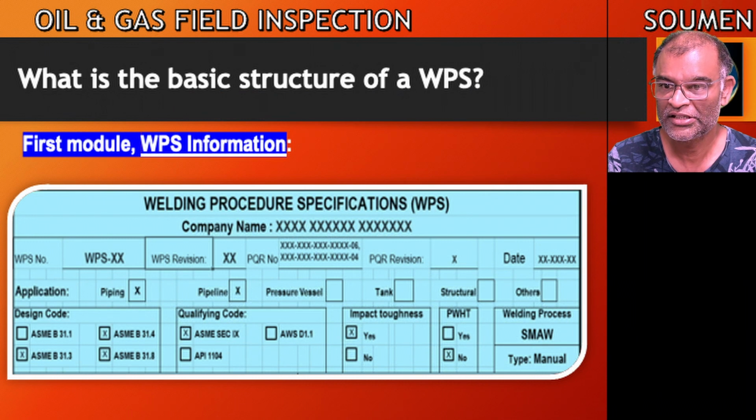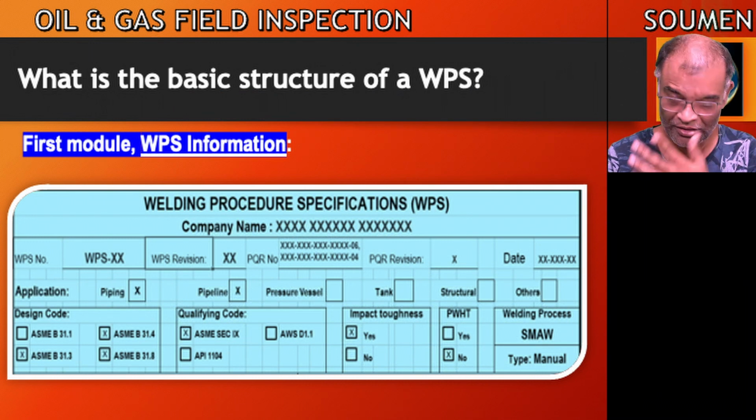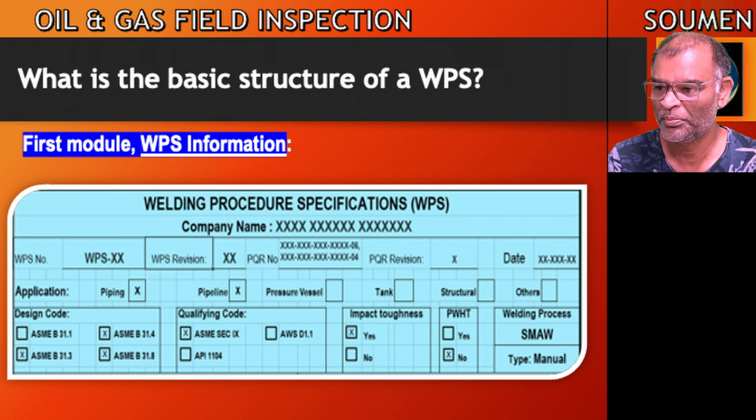So now we will be discussing the first module, which is WPS information. You can see at the top, the company name is there. Then we have WPS number, WPS revision, reference procedure qualification record, by virtue of which this WPS is qualified, PQR revision number, then the date when we are preparing or submitting the WPS. Then the next line is the application, means where it will be applied. Piping, yes. Pipeline, yes. Pressure vessel, not applicable here. Tank, structural and others, not applicable.